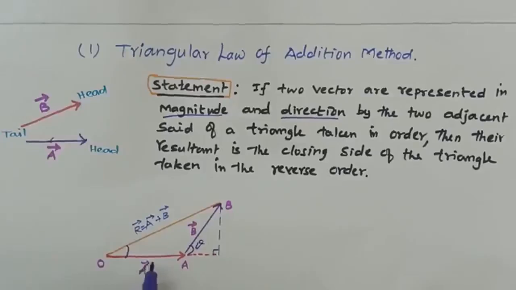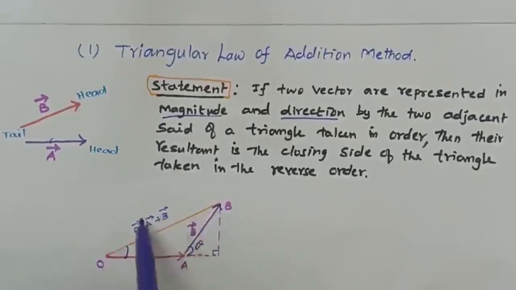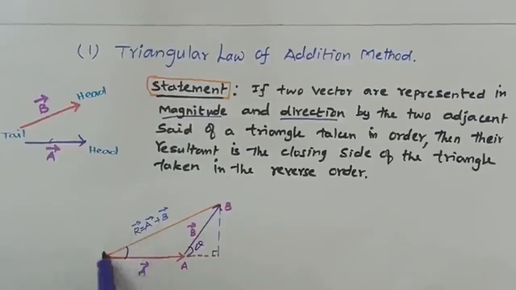Then starting from the arrow head of the A vector, draw the vector AB equal to B vector. Finally, draw a vector OB, which is equal to the resultant vector R, from the tail of the vector A. This is the tail of the vector A to the head of the vector B.